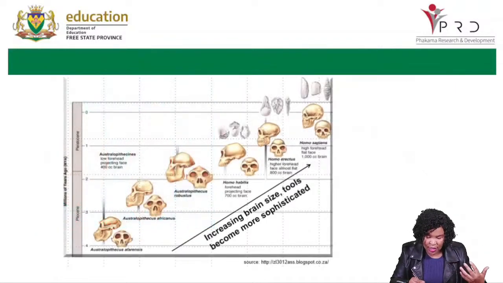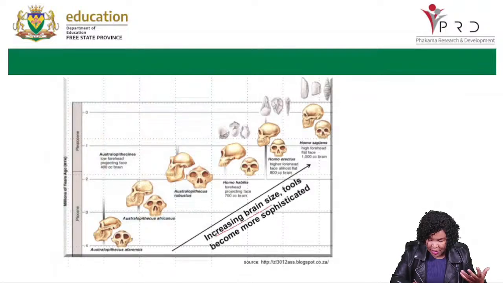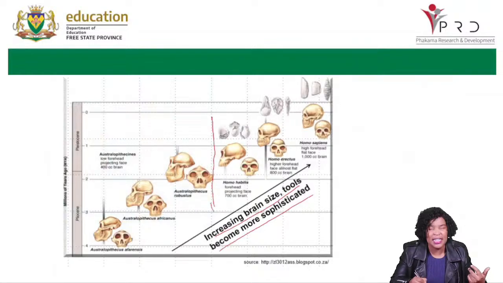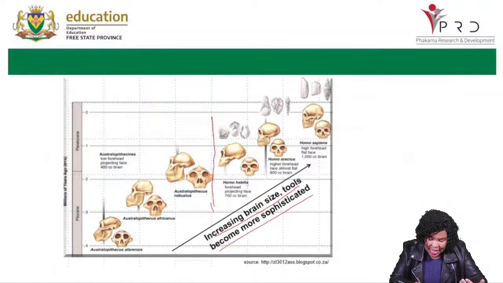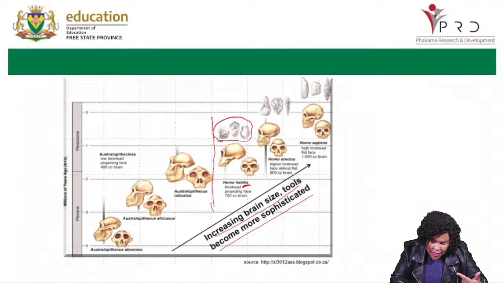And then here you can see this is a diagram that shows us the increasing brain size and the tools becoming more sophisticated. So if you check, Homo habilis are the first to use tools. That is why they are called the handy men. Homo habilis, handymen, that is the ones that started using tools. So you can see their tools, mostly they were just round rocks.